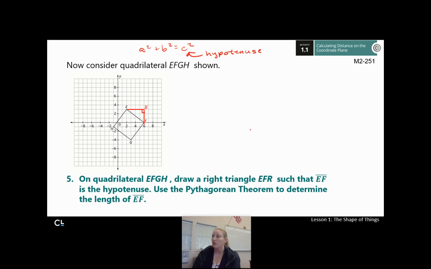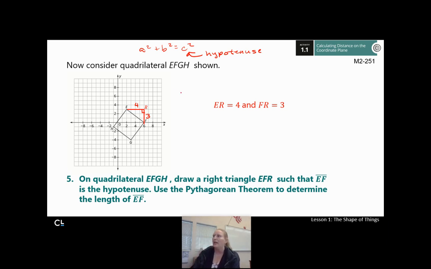We said we're going to use the Pythagorean theorem to find this side, but that means I need these other sides, right? And that's actually easy to find. We did this earlier. We can count 1, 2, 3, 4. It looks like that side, ER, is 4. And if we count this side, 1, 2, 3, nice and straight, the other side is 3. So I know that ER is 4. I know that FR is 3.